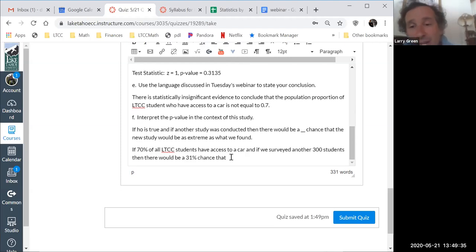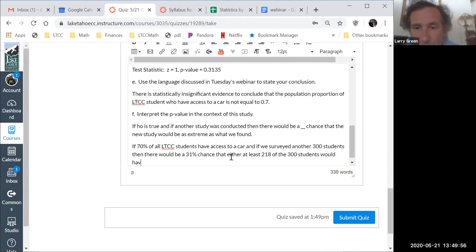So extreme means on either side, because it's a two-tail test, not a one-tail test, that either at least 218 of the 300 students would have access to a car, or again, the 218 is the high side.